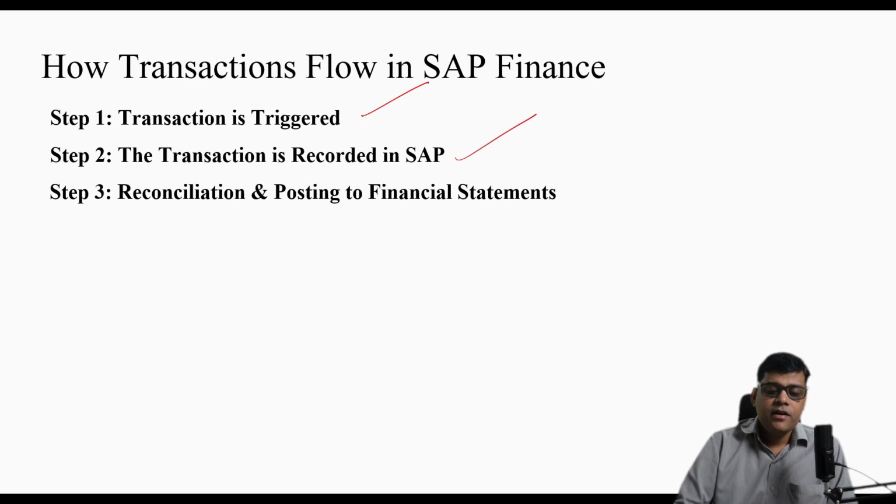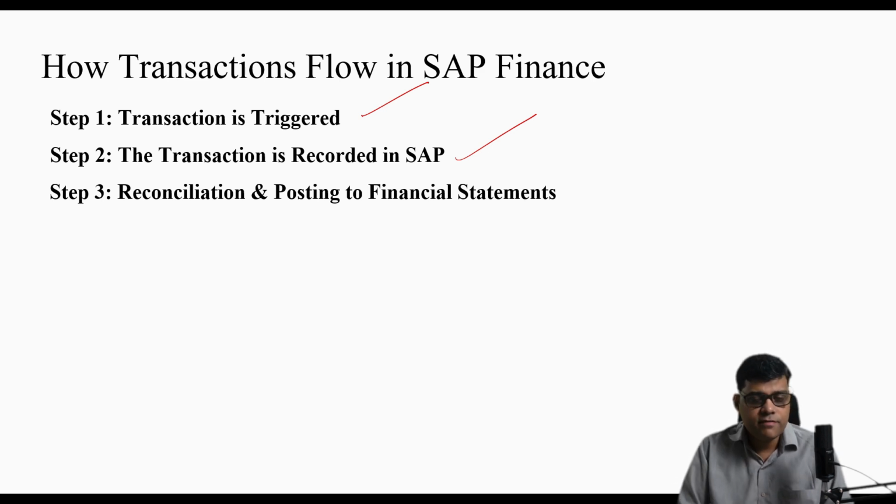The second one, step 2, is the transaction recording in the system. In this step, for example, let's say a sale or a purchase or an expense, when it occurs at the source, at the point of occurrence, that time we are going to record the transaction. So the moment the transaction happens in the business, accordingly we are going to post in the system. Okay, so that is our second point.